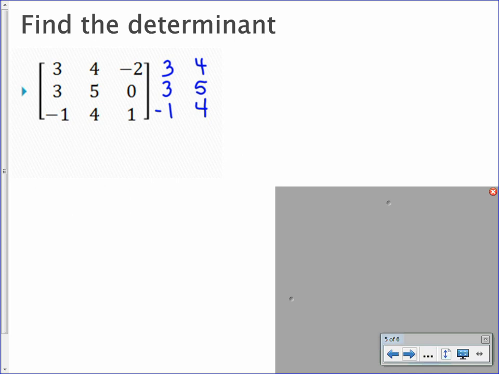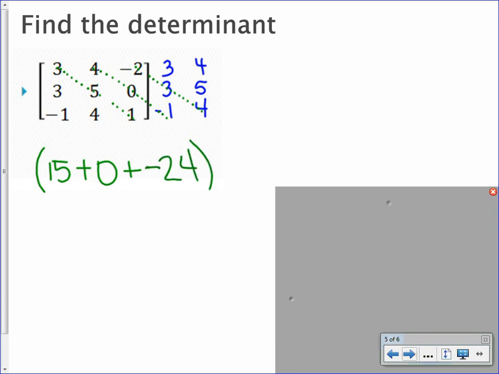Okay, then essentially we're going to do criss minus cross. We're going to work on all the down diagonals. So we have 3 times 5 times 1. 15. Plus 4 times 0 times negative 1. 0. Plus negative 2 times 3 times 4. Negative 24. Okay, those are all of our down diagonals.